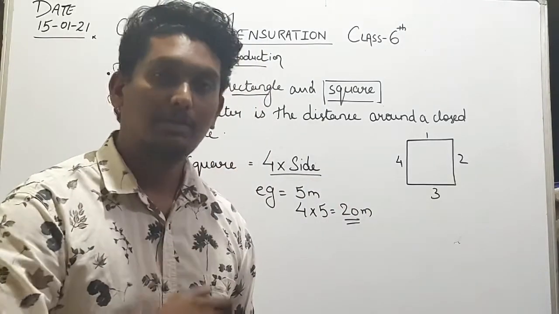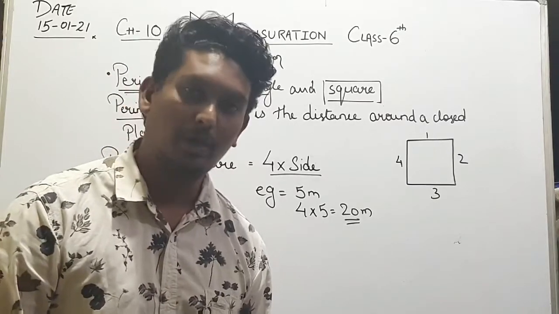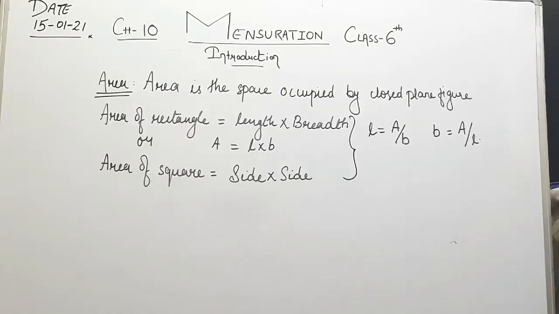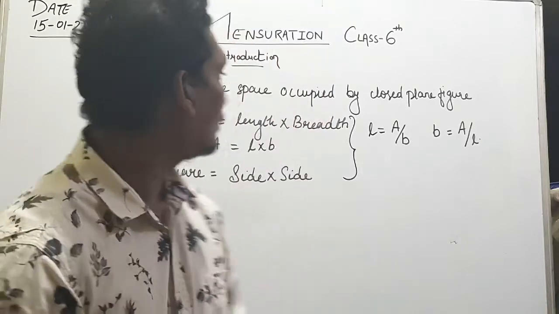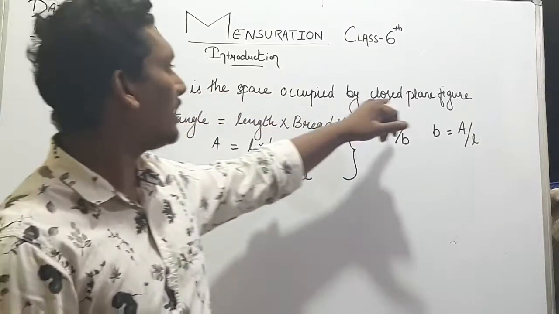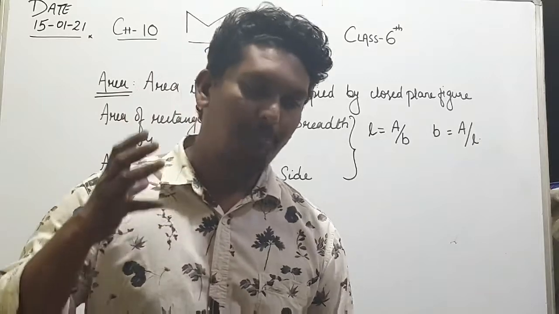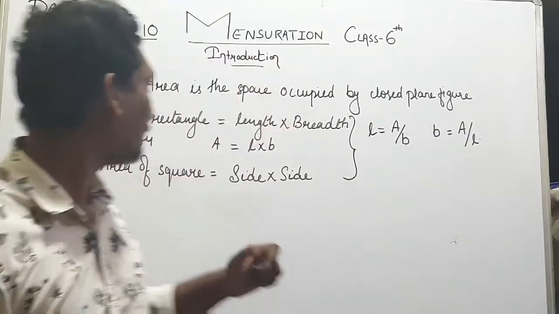Next topic, we are going to start the area of rectangle and area of square. Now come to the next topic, that is area. First go through the definition. Area is the space occupied by a closed plane figure. Space occupied by a plane figure means some space, and that comes under the area.